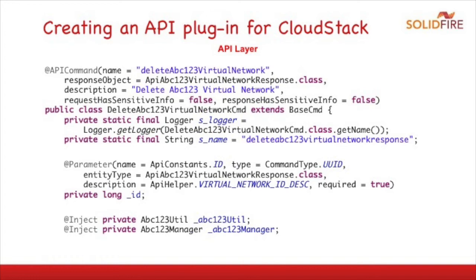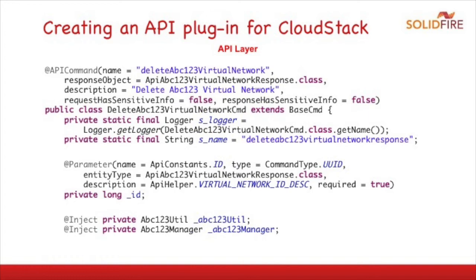That is what they are going to be putting as method equals delete ABC123 virtual network. The other things like description, that's useful for documentation purposes, things like that. If we actually look at the implementation of this class, we're going to see things like all of these command classes tend to have a property named s_name.